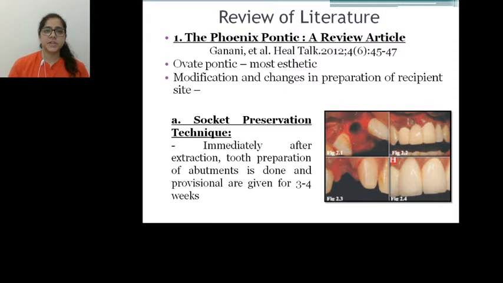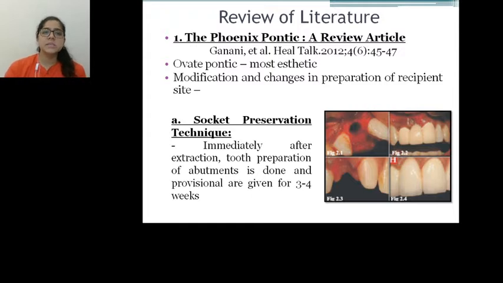Coming to the review of literature, the first article is on the Phoenix pontic, a review article. This article mainly describes ovate pontics and modified ovate pontics. The word phoenix is used because phoenix represents transformation and renewal. The ovate pontic here transforms and renews the original tooth as it resembles a natural tooth, because it emerges from the natural tissue profile and it preserves the tissue profile. So it renews the natural tooth. That's why the word phoenix has been used.